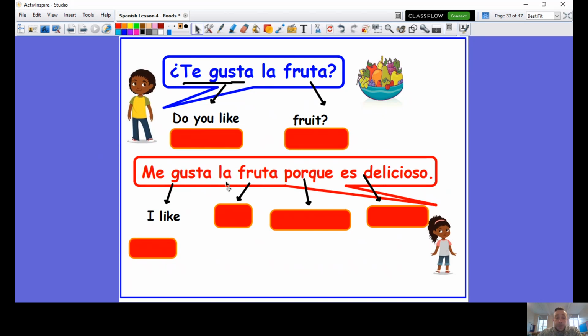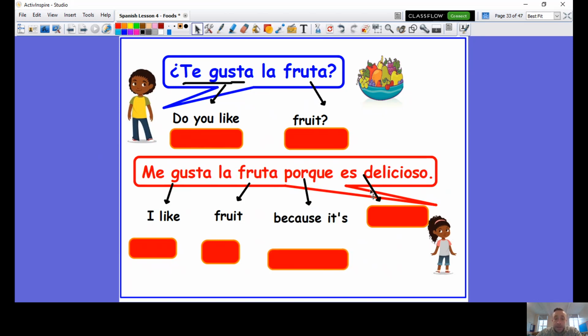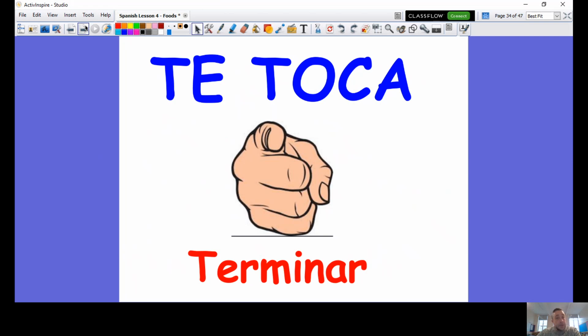It means I like. La fruta, we know, means fruit. Porque es means because it's, and our word from last week, delicioso, means delicious. Me gusta la fruta porque es delicioso means I like fruit because it's delicious. Well done.